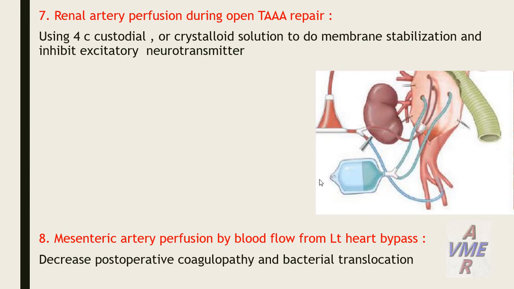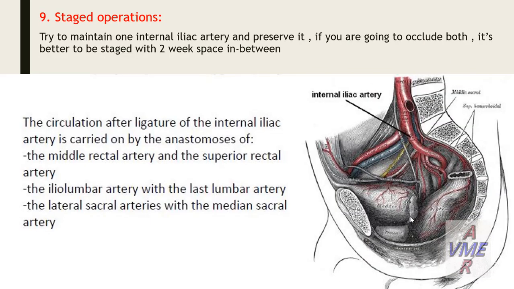Number 8, mesenteric artery perfusion by blood flow from left heart bypass. During repair of the thoracic aortic aneurysm, you have to maintain perfusion for the visceral arteries, and it could have a source from the left heart bypass to decrease post-operative coagulopathy and bacterial translocation.